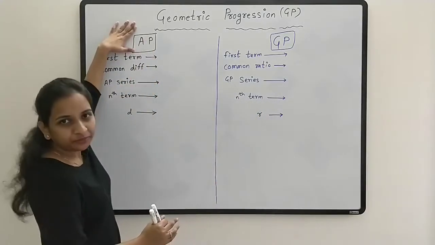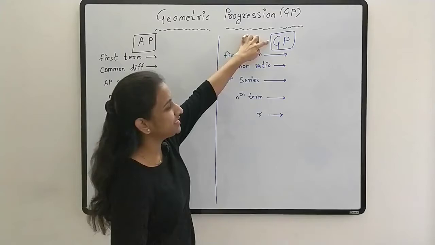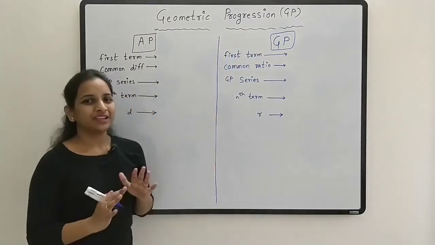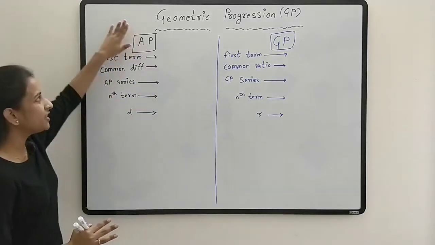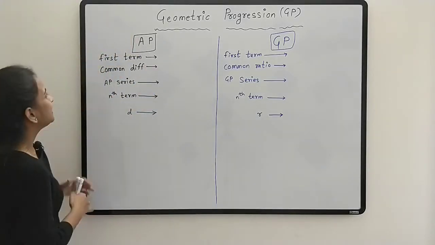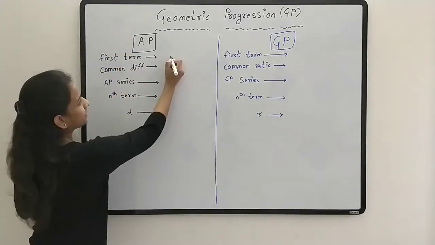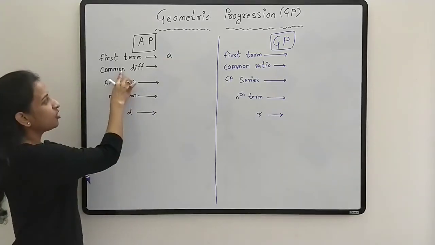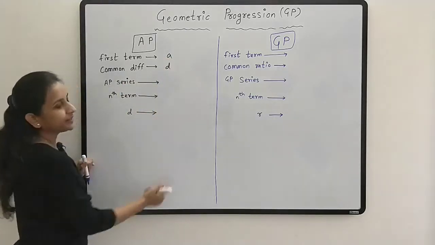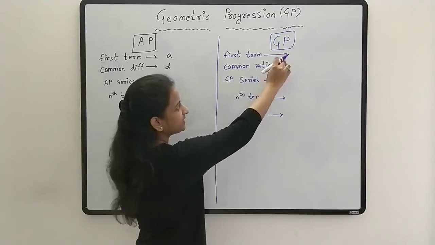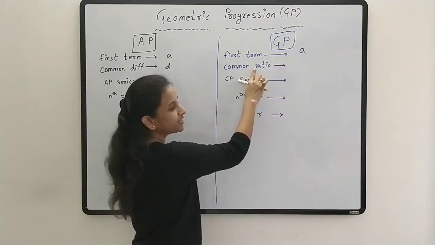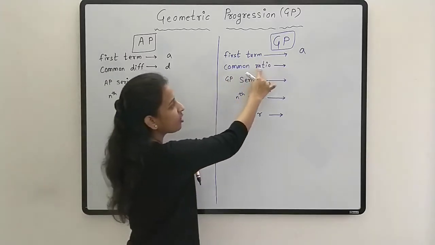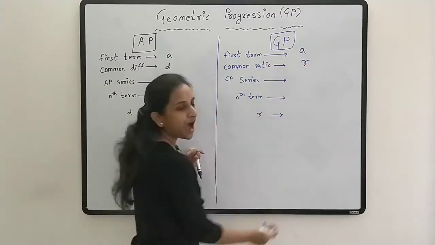Now let's see the difference between arithmetic progression AP series and geometric progression GP series, so that there won't be confusion between these two series. In my previous video, we have already seen arithmetic progression. In arithmetic progression, first term is denoted by A and common difference is denoted by D. In GP series, geometric progression, first term is A and common ratio. Instead of common difference, here we have common ratio and it is denoted by R.